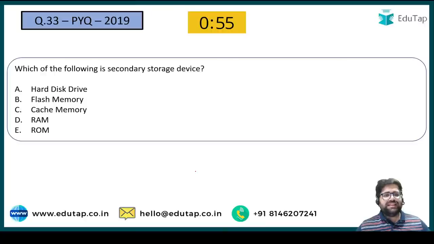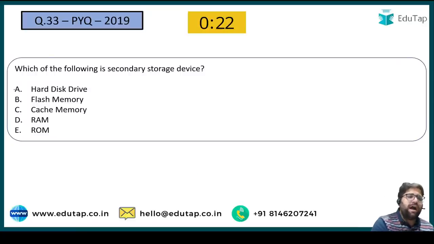Which of the following is a secondary storage device? Now let me see who gives me the right answer of 33. Jatin is going with A. Jatin is going with supersonic speed, I think. Albert is following suit. Sajjad is also going with A. Nilesh is following suit. Harshal is also going with A. Sagar, Akash, Sushma, each and everyone is going with it. Superb. The hard disk is the correct answer.